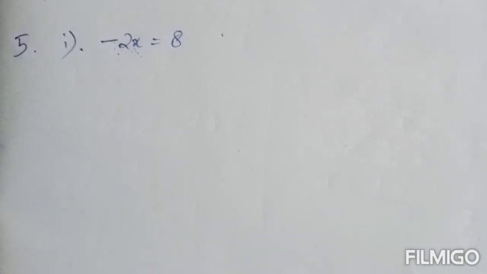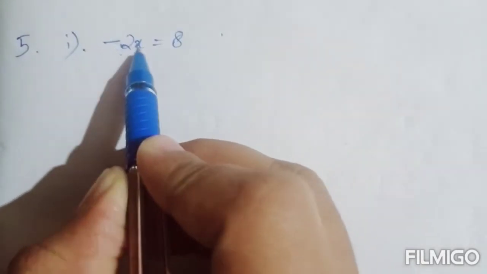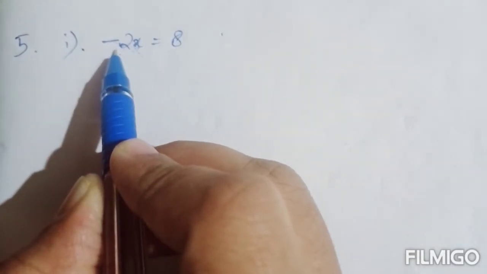Now by which number you can divide? That you can see here. Along with the x, minus 2 is coming.